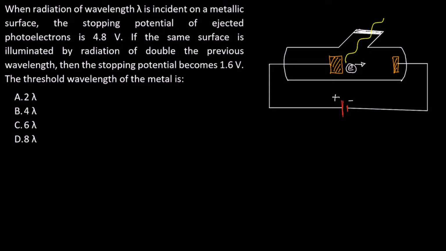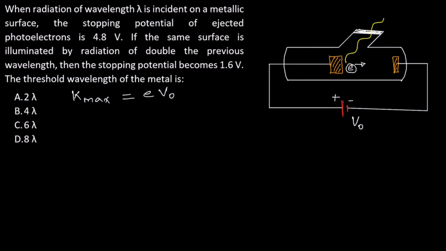If we simply apply the work energy theorem, a potential which is just sufficient to stop even the photoelectron having maximum kinetic energy is known as the stopping potential. So let's assume an electron comes out of the metal with maximum kinetic energy, which is K max, and then this energy vanishes, so it becomes zero. So what is the work done by the electric field? It is charge multiplied by the potential difference, which is e into V naught.